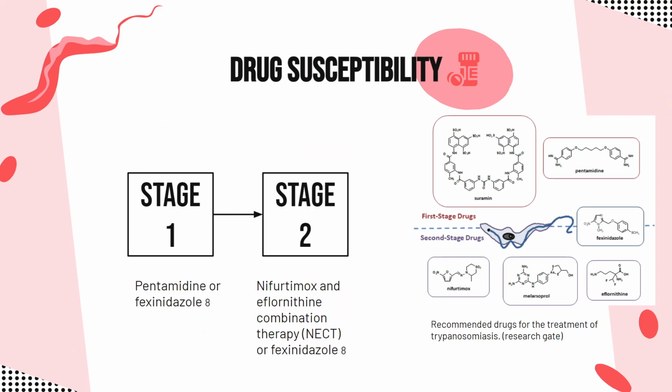Treatment depends on the weight, age, and severity of infection of the host. Stage 1 of treatment involves pentamidine or fexinidazole. Stage 2 of treatment typically employs a combination of nifurtimox and eflornithine, or NECT for short, or fexinidazole if it wasn't used in stage 1. The figure shows the drugs that are recommended for treatment.